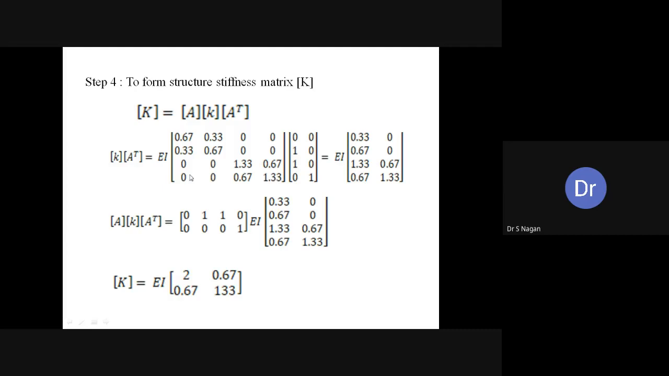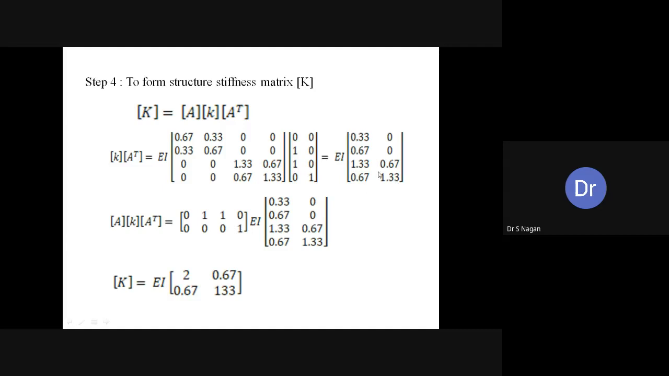Then this 0 multiplied by 0, that is row by column. Each row is multiplied by both the columns. First, this row multiplied by this column, then this row multiplied by this column. Similarly, this row multiplied by this column, and this row multiplied by this column. That's how you get two values at every step. Then the third row multiplied by the first column, third row multiplied by the second column, fourth row multiplied by the first column, fourth row multiplied by the second column, that will be this.